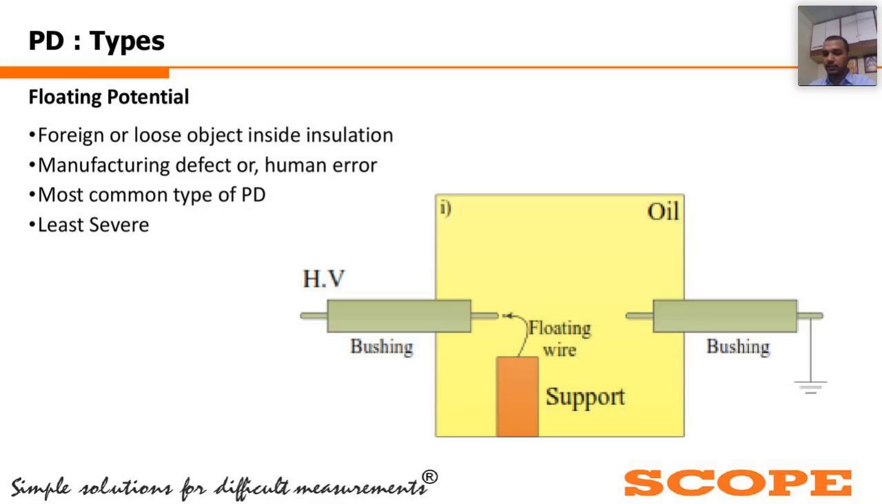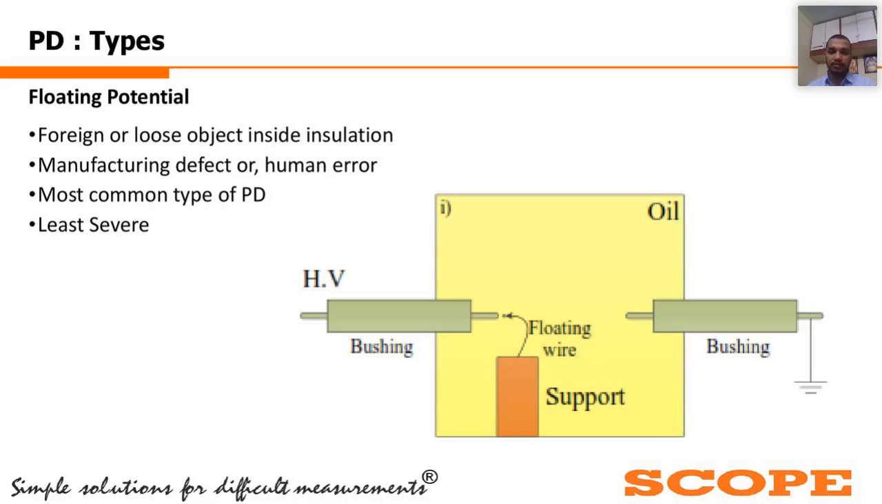So in the positive half, let's say this particular terminal acquires a positive or high voltage potential, so the charges will start jumping from here to here. And in the negative cycle, this will acquire negative charge, so the charges will start jumping from here to here. This jumping of charges, the spark that we commonly call whenever there is a loose connection, is what the floating potential signifies.